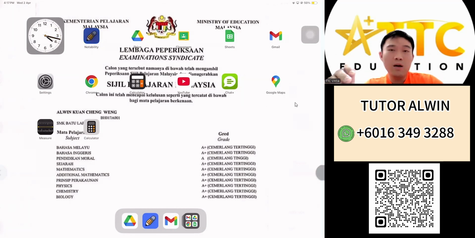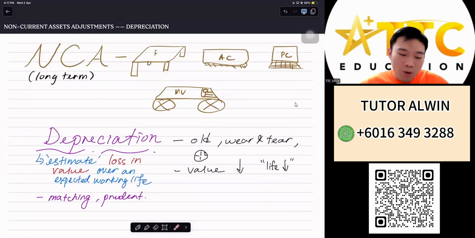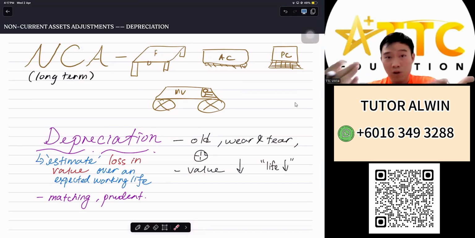So today we'll be learning an adjustment for our non-current assets called depreciation. If you still remember, non-current assets are assets that we're going to use for a long period of time. For example, we have our furniture, fixtures and fittings such as our aircon, office equipment such as our PC, and motor vehicles such as our car, van, lorry, motorcycle, and etc.